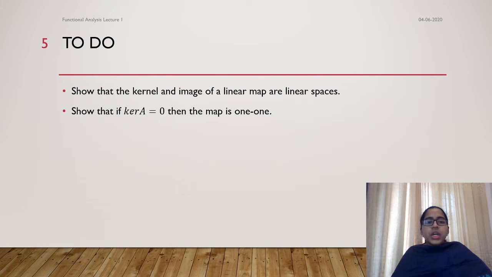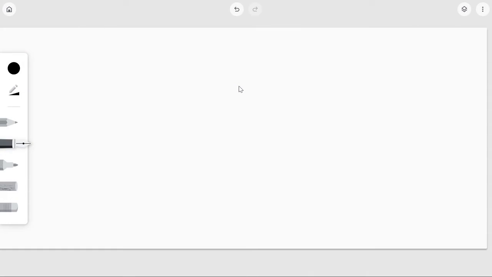Next, we can show that kernel and image are both linear spaces. Also, we can easily prove that if the kernel of A is 0, then the linear mapping will definitely be one-one. So first, let us try to prove that the kernel of the linear map is also linear.